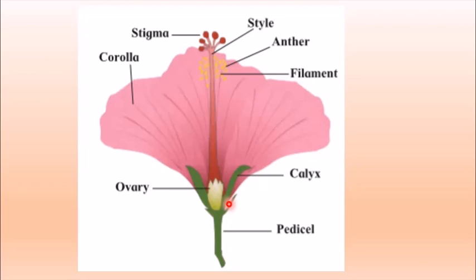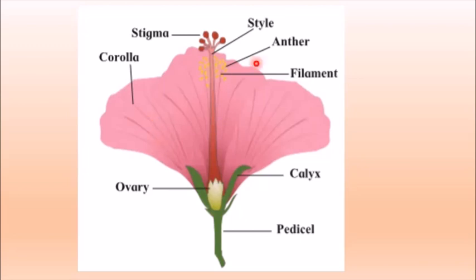Now, when the flower is a bud, at that time all the parts are inside the green covering, which is called sepal. And when the flower matures, the sepal is converted into calyx. Then we have the colorful part of the flower, that is the corolla. These are the petals of the flower. Then we have two things in the flower, the male reproductive part and the female reproductive part. The male reproductive part is called androecium and the female reproductive part is called gynoecium.